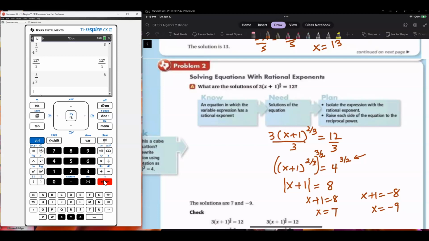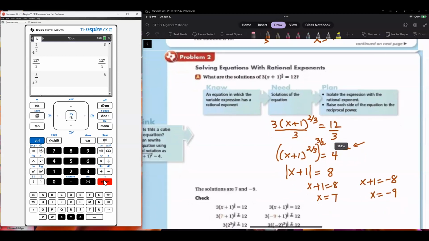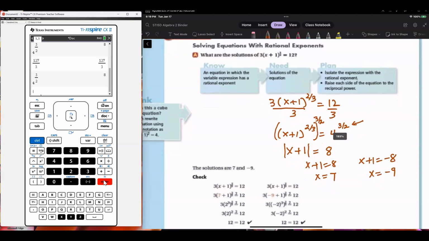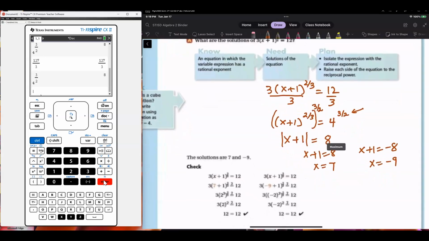Now, that's part of the work. We just finished solving the equation, and we were able to get 7 and negative 9. Now we have to check. So I'm going to go ahead and move this up so you can see how to check. You notice that the book substituted x with 7 on both situations, and the left and the right side came out the same. Now you can do this in the calculator.